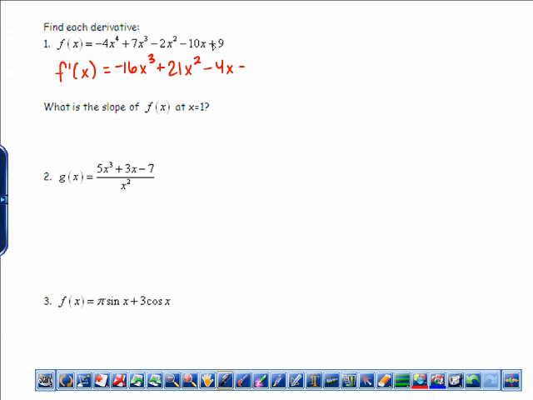On the next one, we have like a 1 times negative 10, so that makes negative 10, and then we don't write an x at all, and we definitely don't write a 9. That goes away. The derivative of 9 is 0.